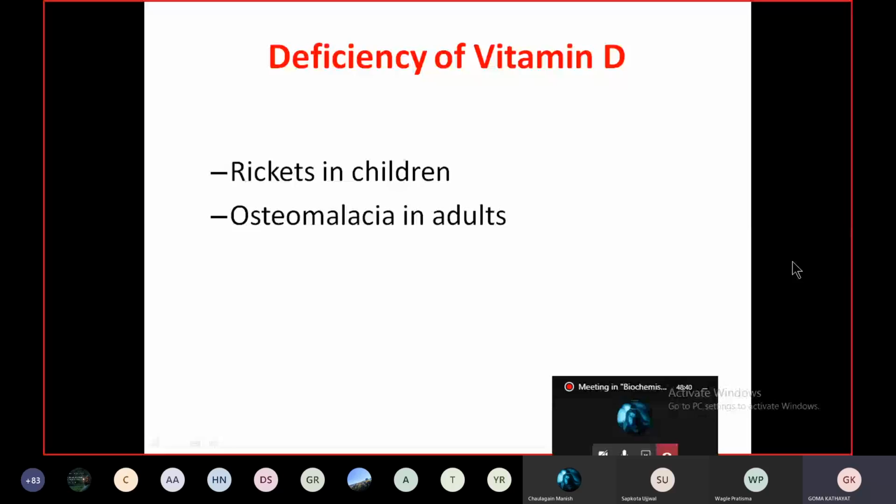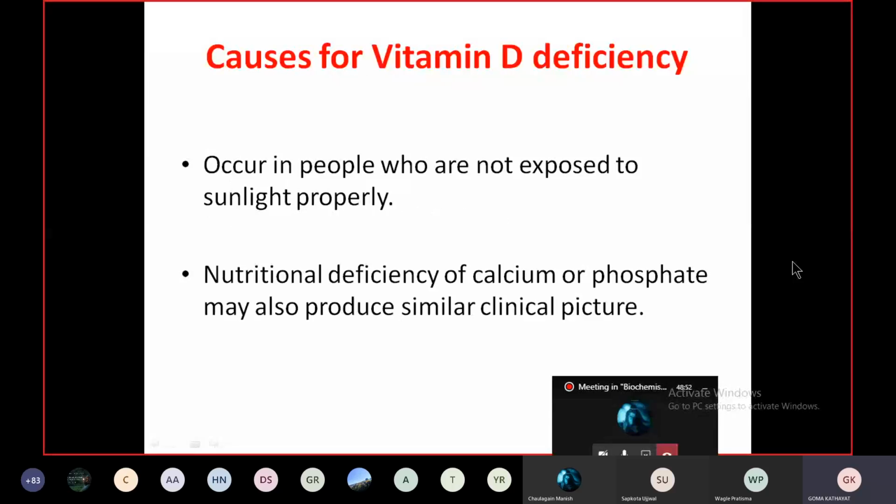Similarly, in the winter season, and those who cover their whole body with clothes, they also suffer vitamin D deficiency. And nutritional deficiency of calcium or phosphate may also produce a similar clinical picture, like vitamin D deficiency.